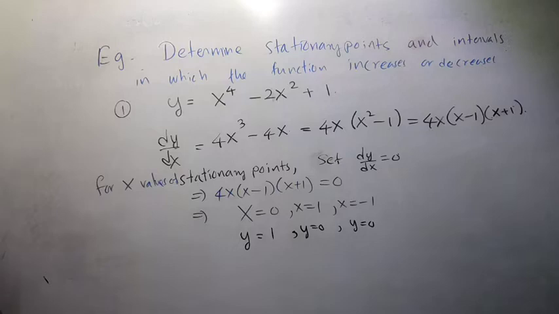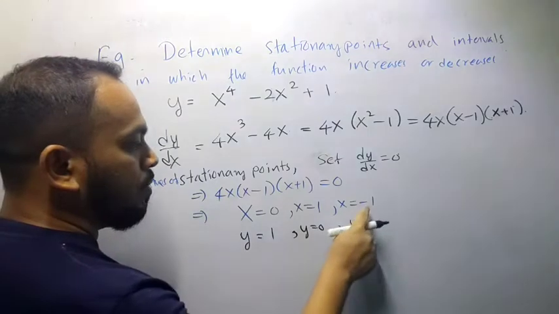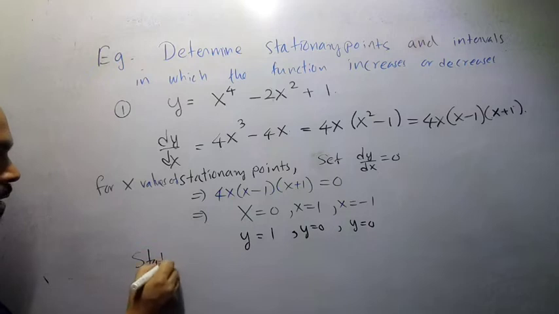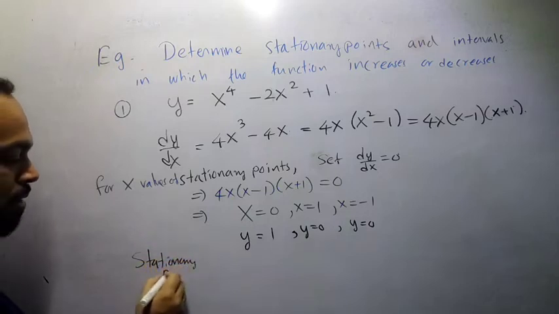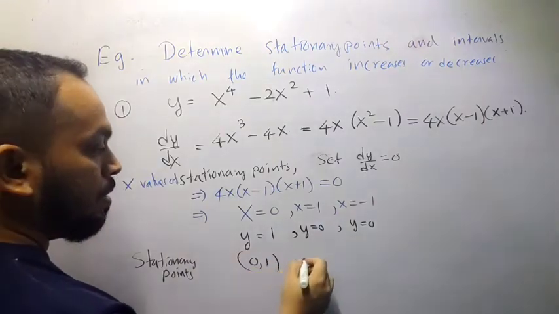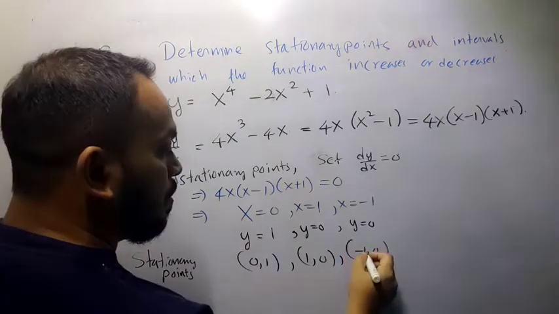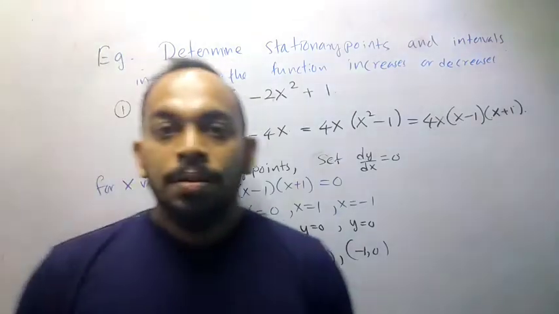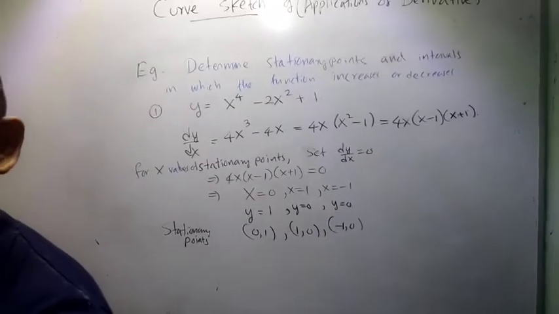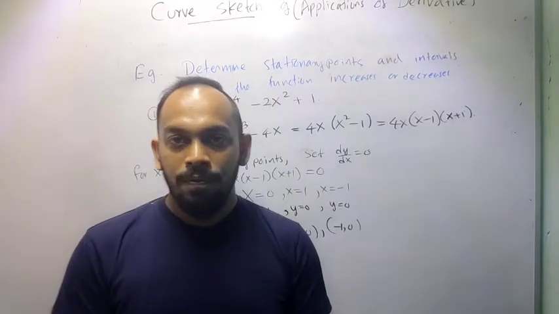Yes. So the stationary points being (0, 1), (1, 0), and (-1, 0). These are our stationary points. So we figure out the stationary points, but we don't know what they are. They could be maxima or minima or points of inflection.